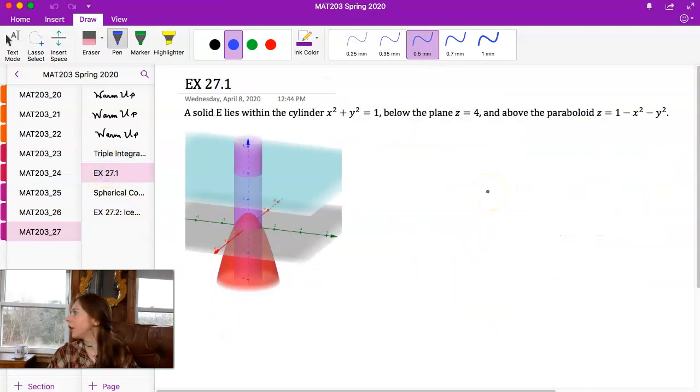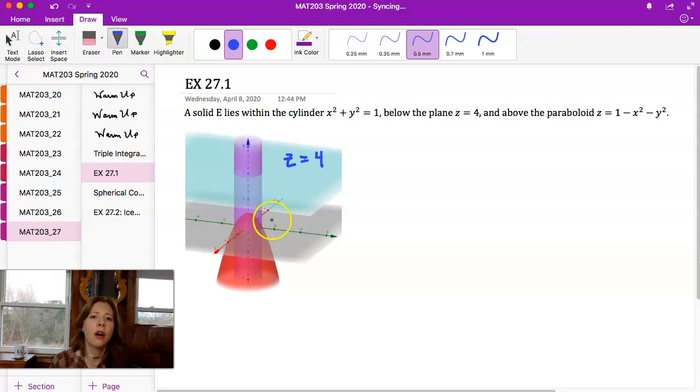Okay, so a solid E lies within the cylinder x squared plus y squared equals 1, below the plane z equals 4, and above the paraboloid z is equal to 1 minus x squared minus y squared. Okay, so you can see right here that this plane is our z equal to 4. So our z-axis is up here. Our x is coming out. Our y is going to the right.